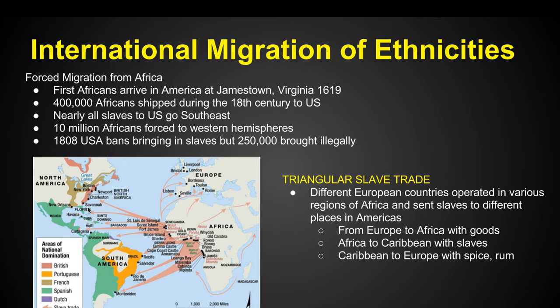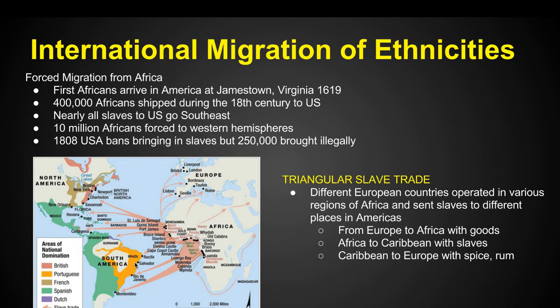10 million Africans are forced to the Western Hemisphere. That's a lot of people, ethnicities that are forced from Africa over to the entire Western Hemisphere. So internationally, we're having a lot of travel. In 1808, the United States bans bringing slaves, but still we have over 250,000 people brought in illegally, forced to migrate. So we see the use of this slave trade that's triangular.